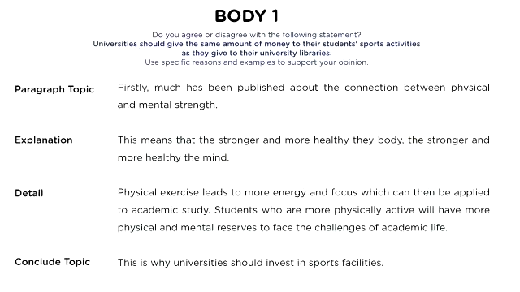So you always want to begin your paragraph with a paragraph topic. Mine is, firstly, much has been published about the connection between physical and mental strength. This paragraph topic sentence tells the reader what that paragraph is going to be about. So in this case, you know that I'm going to be talking about the link between physical and mental strength. Then I need to explain that. I need to explain how that relates to my question. So this means that the stronger and more healthy the body, the stronger and more healthy the mind.